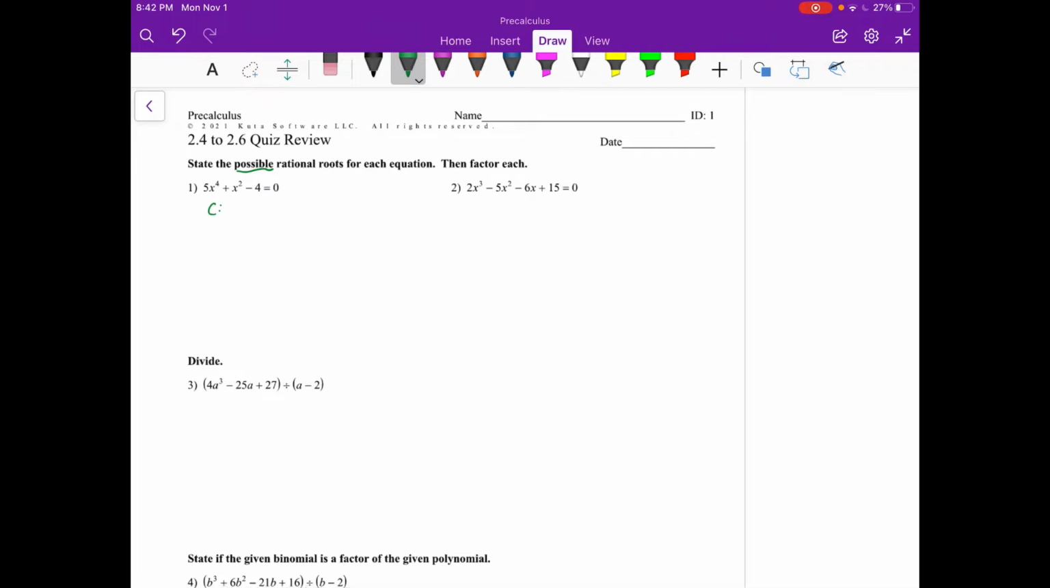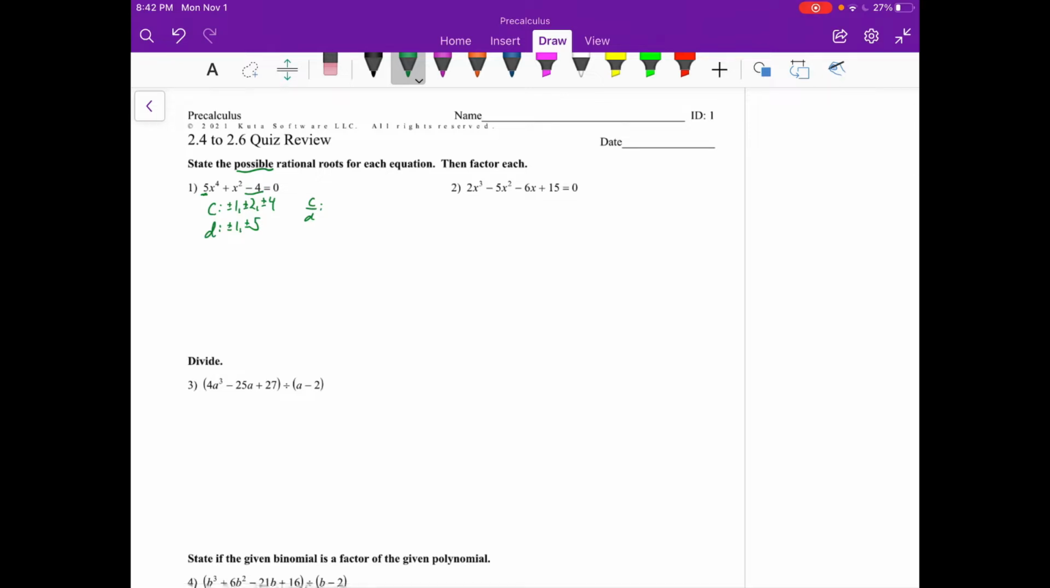C are the factors of the constant, so of -4. So that's plus or minus 1, plus or minus 2, and plus or minus 4. D, those are the factors of the leading coefficient. So that's plus or minus 1 and plus or minus 5. So our possible rational roots, C over D, it's every combination of C and D.